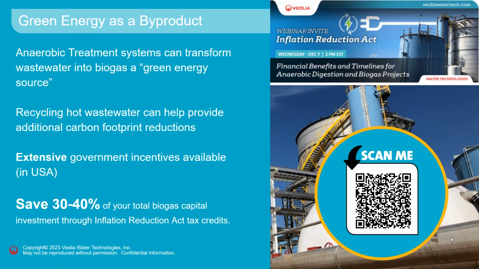Additionally, recycling hot water reduces the energy requirement to heat raw water to process temperatures inside the mill. With the passing of the Federal Inflation Reduction Act in 2022, there are significant tax credits available for biogas facilities for pulp and paper mills. Veolia hosted a webinar in December 2022 that specifically covered this topic. This webinar is now available on demand if you would like to learn more.